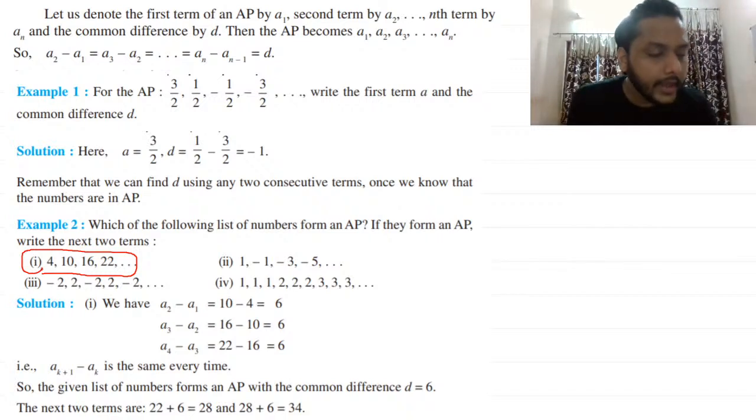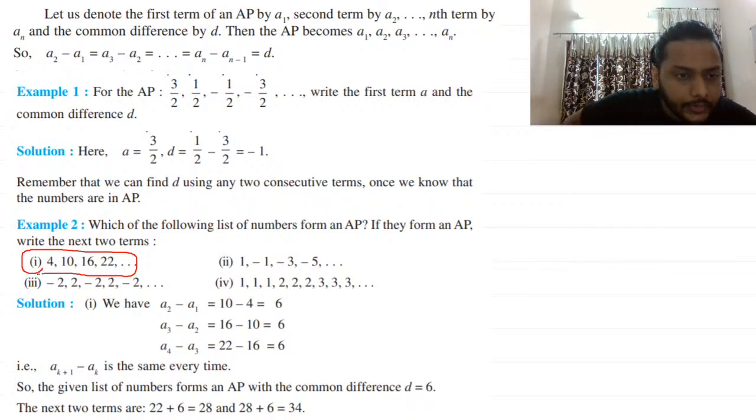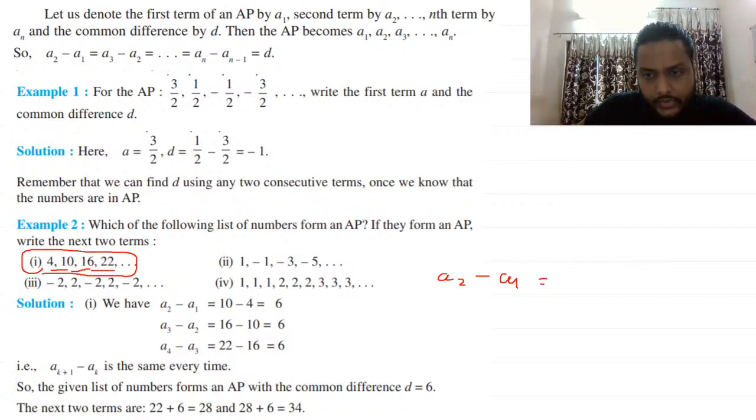Yeah, it's an AP. Why is it an AP? It is an AP, guys, because if you see, the difference between the second term and the first term is the same as the difference between the third term and the second term, and the same as the difference between the fourth term and the third term. Because A2 minus A1 is equal to A3 minus A2, is equal to A4 minus A3. That is why you can say what?